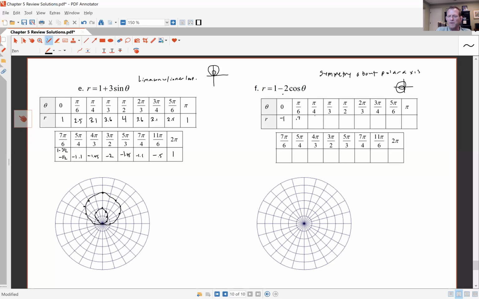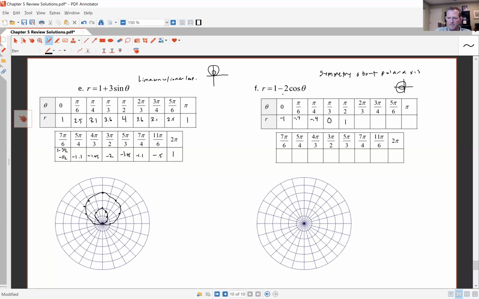Pi over 4, cosine of pi over 4 is root 2 over 2. The 2's cancel, we have 1 minus root 2. Root 2 is around 1.4. So 1 minus 1.4 is around negative 0.4. Cosine of 60 is 1/2. 1/2 of 2 is 1. 1 minus 1 makes 0. Pi over 2. Cosine of pi over 2 is 0. So this gives us 1.